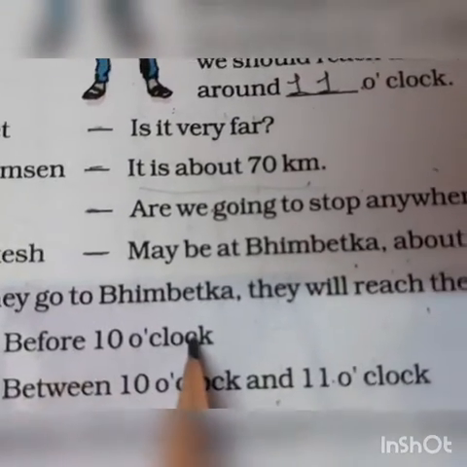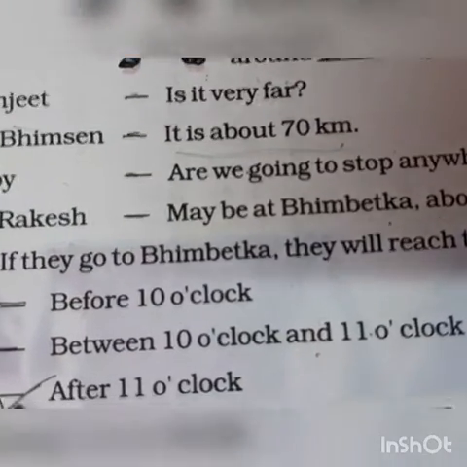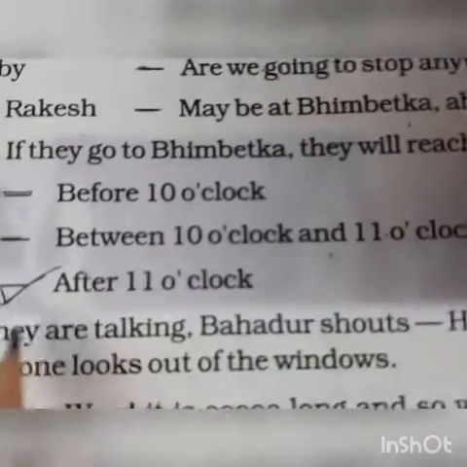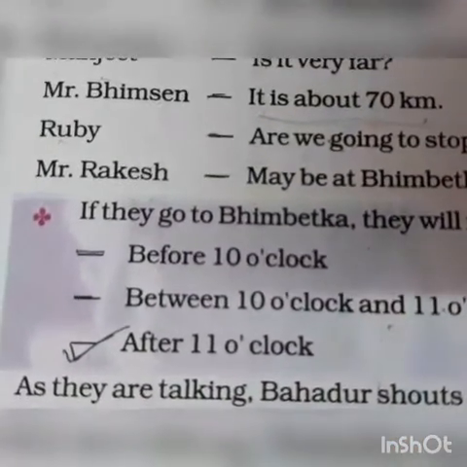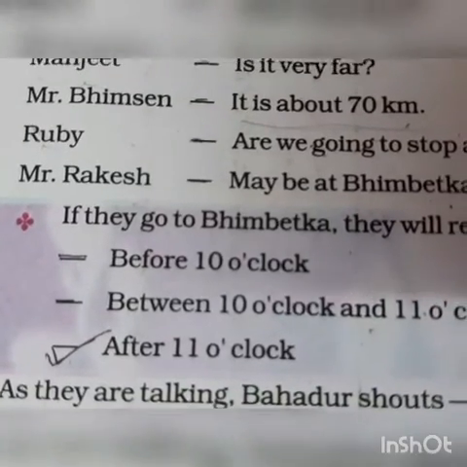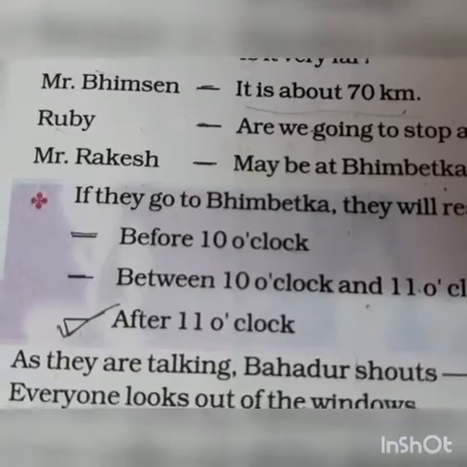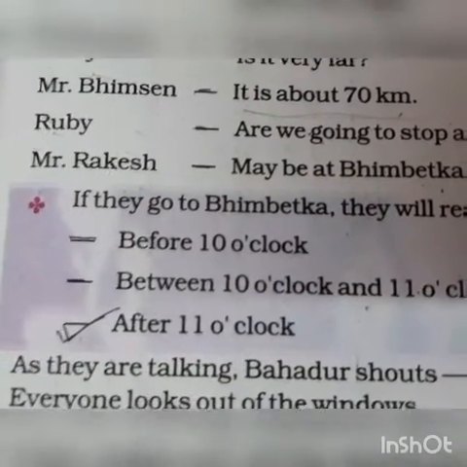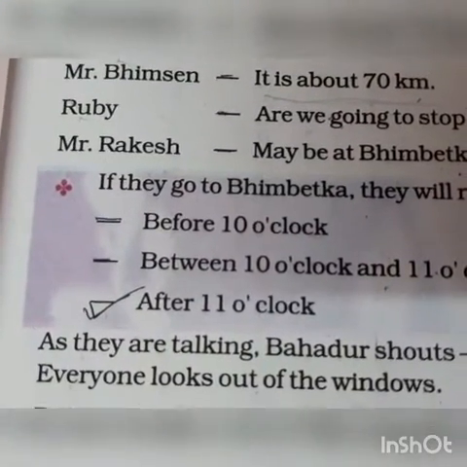If they go to Bhimbetka, they will reach there before 10 o'clock, between 10 and 11 o'clock, or after 11 o'clock. Obviously, when you are going to stop at some place, you will take some time to get down, see the places that you want to see, and then again get into the bus. So it takes time. So if they are not going to stop, then only they can reach at 11 o'clock. But once they are going to stop, then they are going to reach there after 11 o'clock.